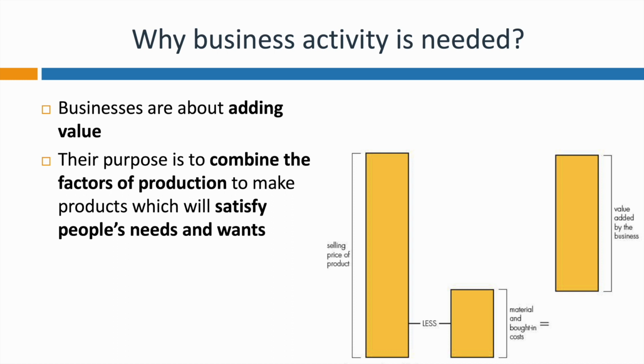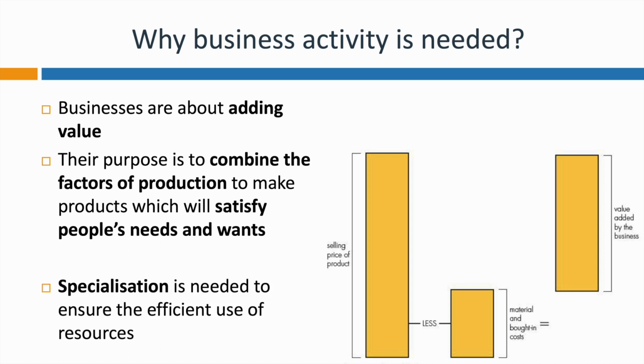The purpose of businesses is to combine the factors of production to make products which will satisfy people's needs and wants. That we've already covered. This is just repetition. And one final thing, specialization is needed to ensure the efficient use of resources.